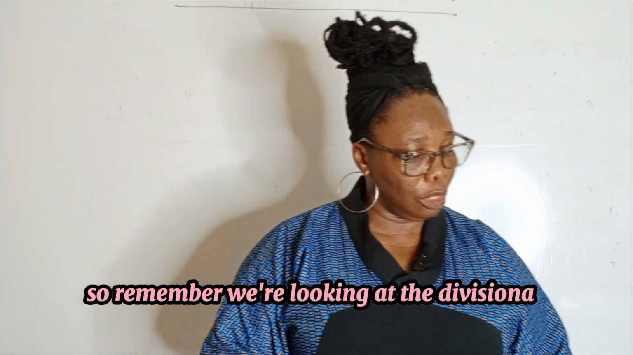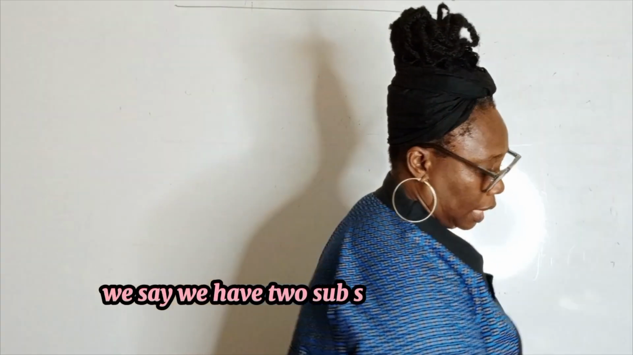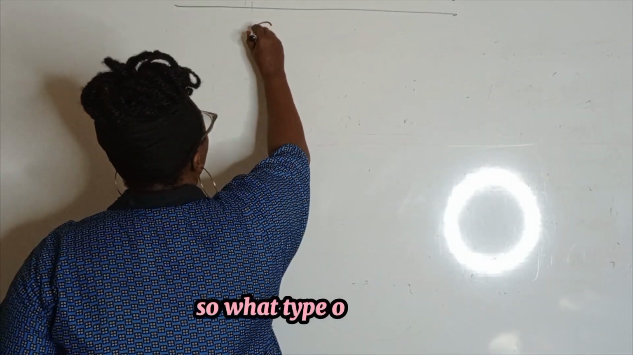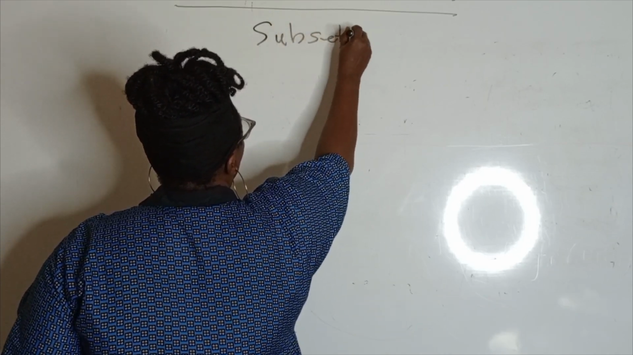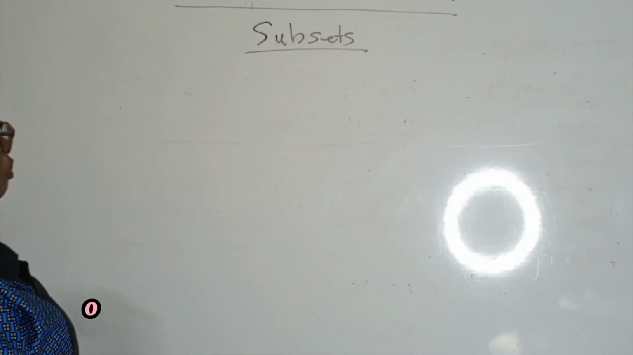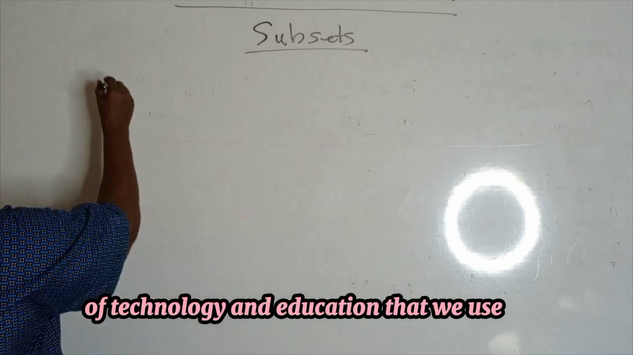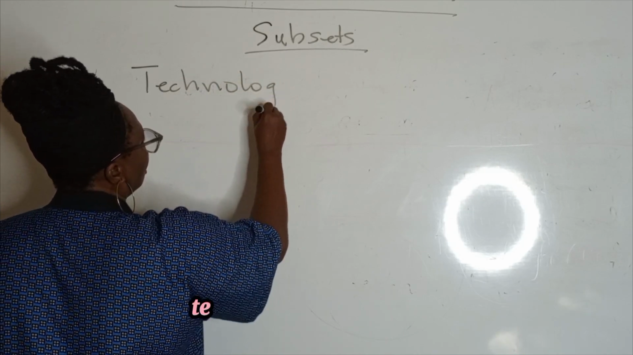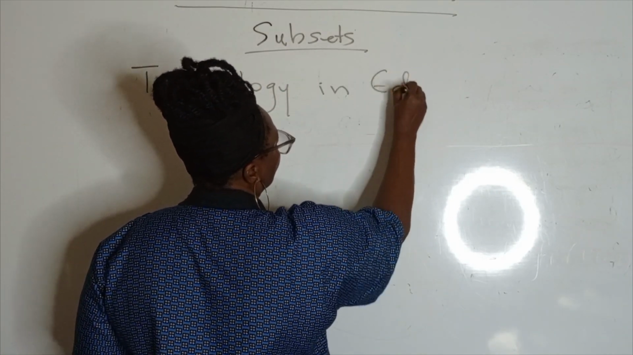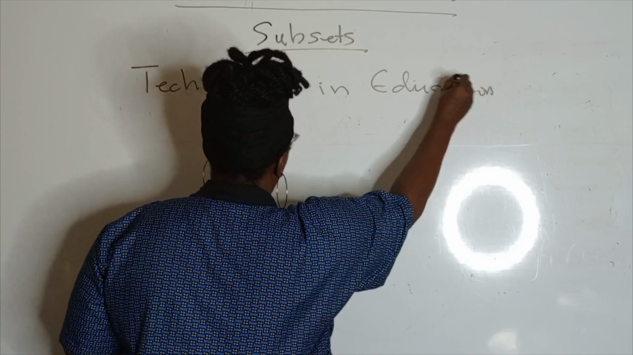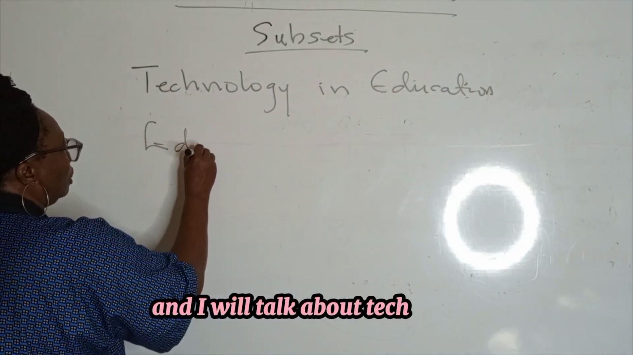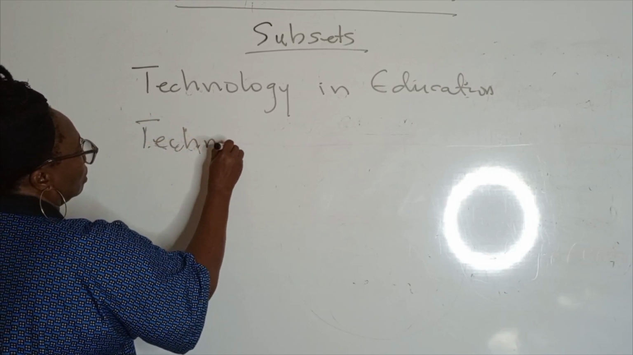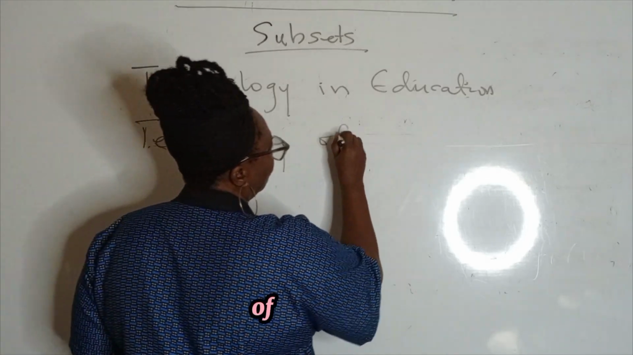When looking at educational technology, we say we have two subsets of educational technology, or technology in education. So what are the subsets? We have two aspects of technology in education that we use. First, we talk about technology in education. And then we'll talk about technology of education.